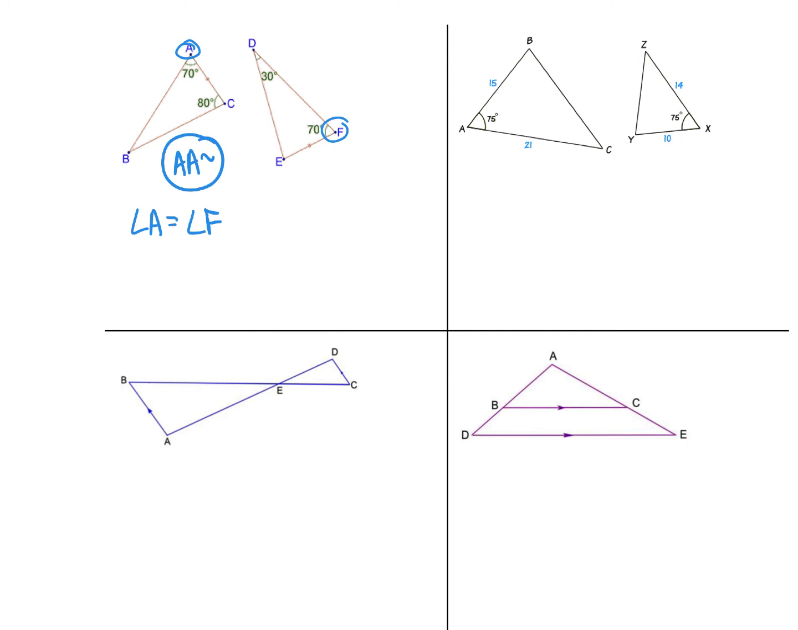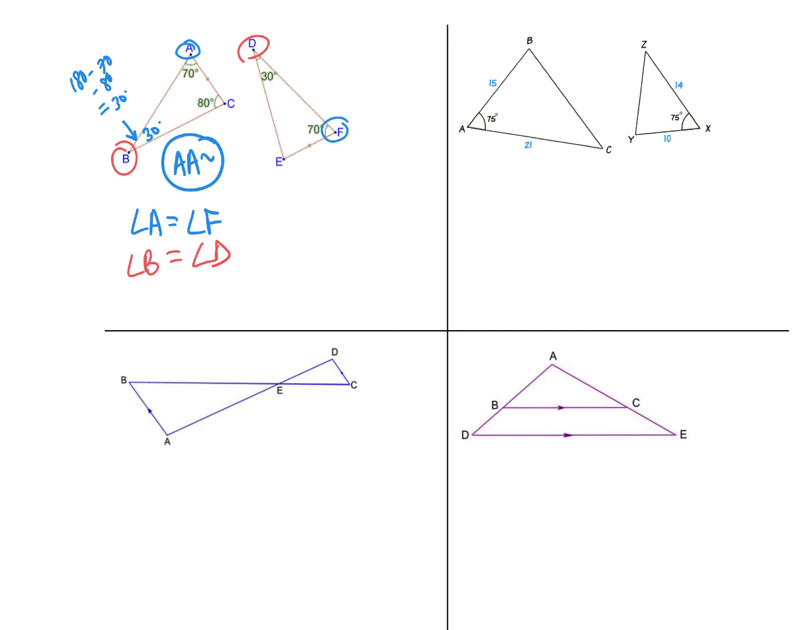So sometimes you might have to do a little calculation to find the third angle. We know all 3 angles should add up to 180. So I'm going to do 180, subtract 70, subtract 80, and I get 30 degrees. Okay, wonderful. That means angle B and D match.